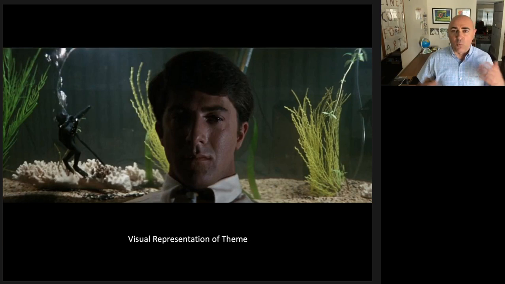And what is that theme? Isolation. If your head is underwater, it's also a form of suffocation. He's drowning. And there's also that little guy, you might have noticed him a few times, right? The little diver guy, that represents to some degree Benjamin. That's Benjamin. So here we're looking at Benjamin when he escapes and he goes back from the party.